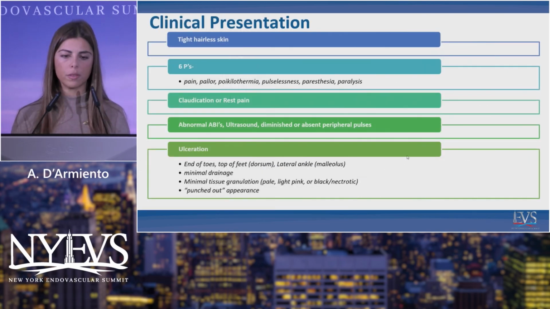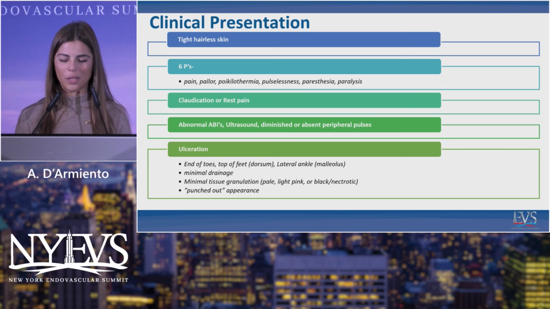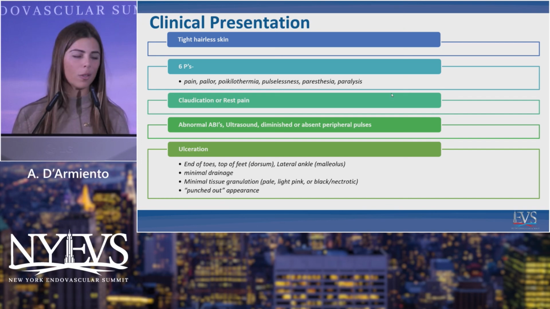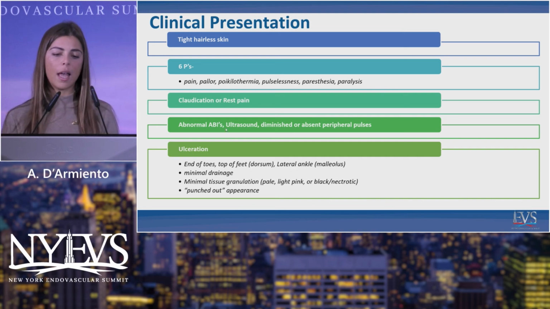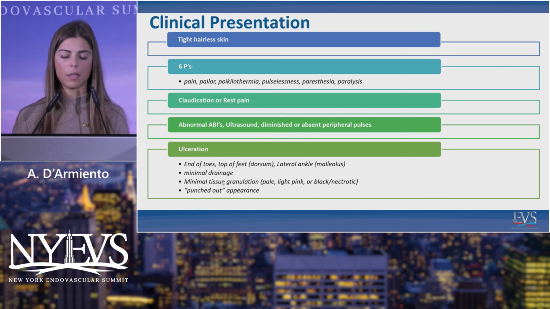So how do these patients present? They could have tight, hairless skin, which doesn't sound so bad, but in legs, it's a bad thing. Okay. The 6 Ps, which we all know from school, we talked about claudication in the prior speeches, rest pain, which would be more significant, abnormal diagnostics. We could have diminished or absent peripheral pulses. Not necessarily a direct correlation, but definitely an indication that something could be going on. And then ulcerations, arterial ulcerations would definitely be a much more serious thing. And you'll see those on the ends of toes, tops of feet, lateral ankle, and then have a punched out appearance, so on and so forth.